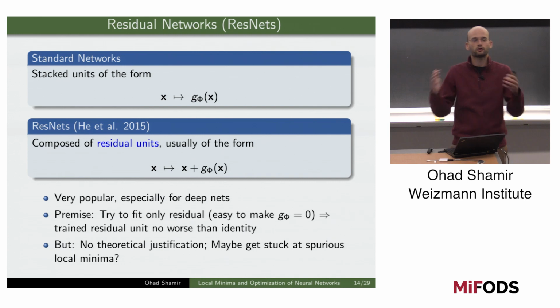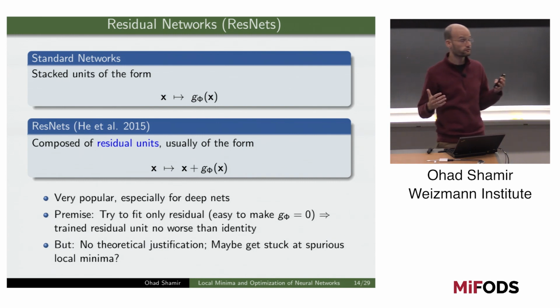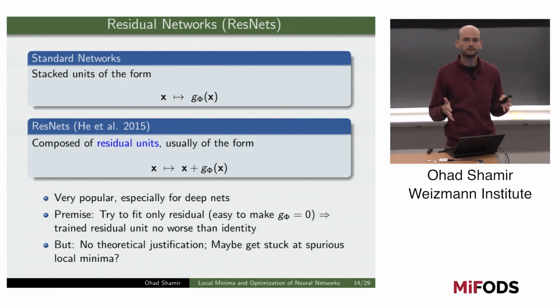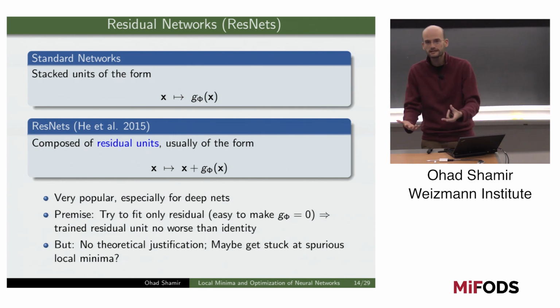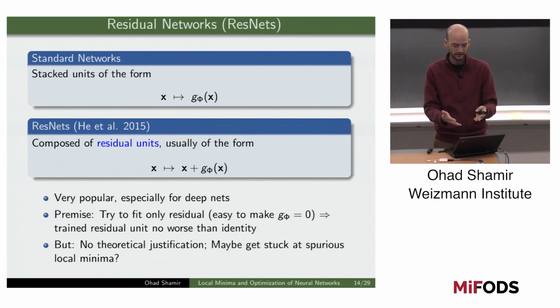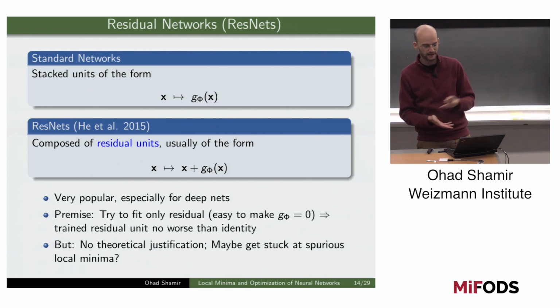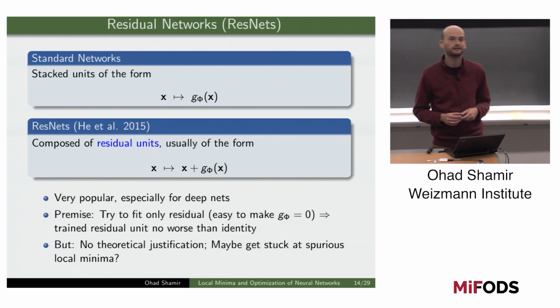So that's the intuition that was associated with residual networks all along, but it doesn't really have any theoretical justification. So sure, in terms of expressiveness, maybe you can always express the identity, but who knows? Maybe we do gradient descent, and we end up getting stuck at some arbitrarily bad local minima.